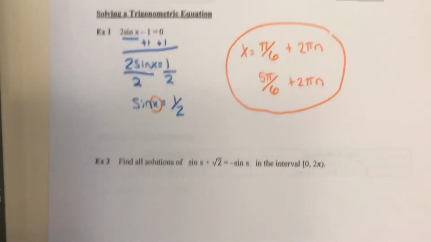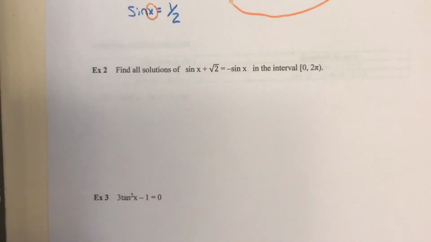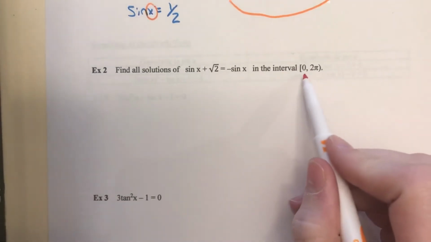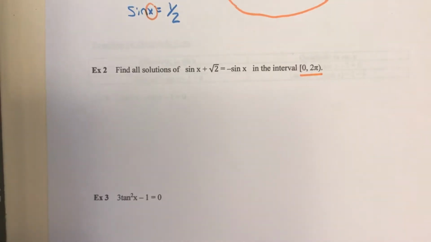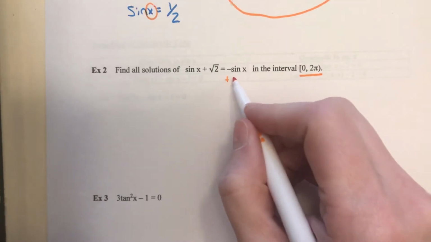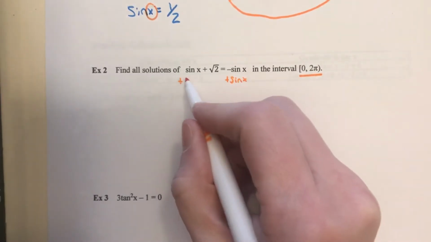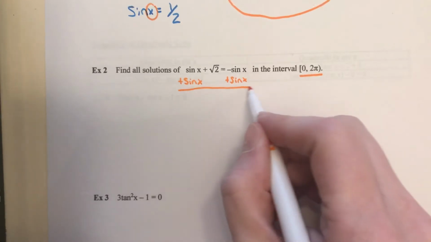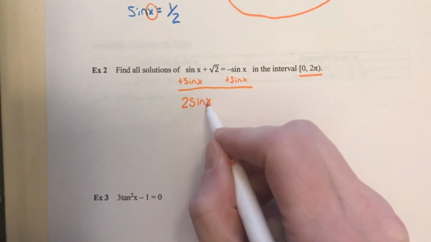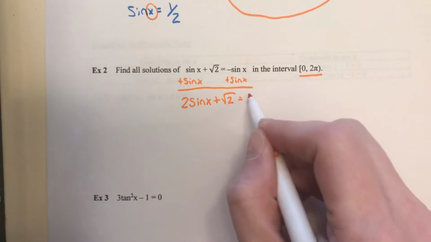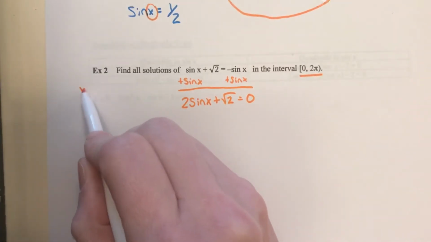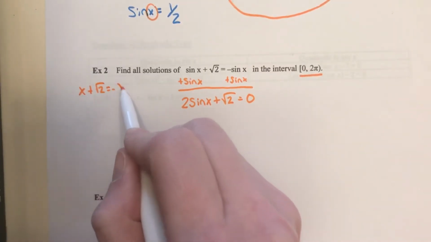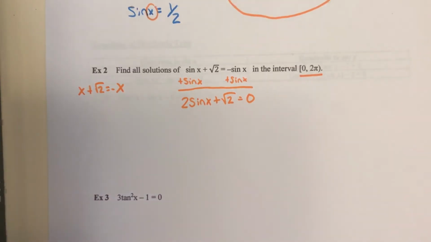Okay, let's try number 2. So number 2, we have a little extra part here. It says just from 0 to 2 pi. So that means I don't have to add the 2 pi n to it. I just want the answers on the unit circle. So one thing we can do with number 2 is we can combine like terms. So I'm actually going to move this sine of x over to the other side. That gives me 2 sine of x plus root 2 equals 0. Just like if you had x plus root 2 equals negative x, you would move the x's together first.